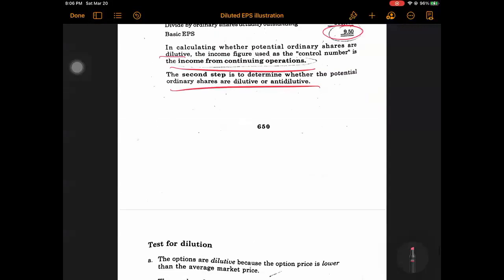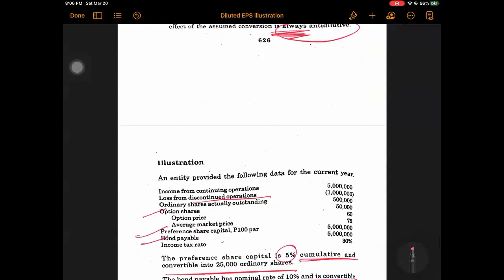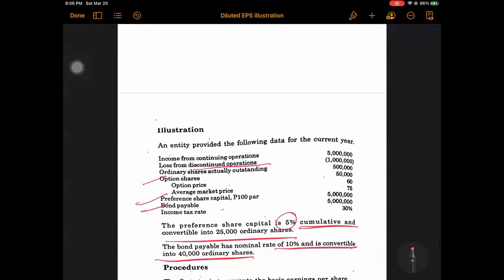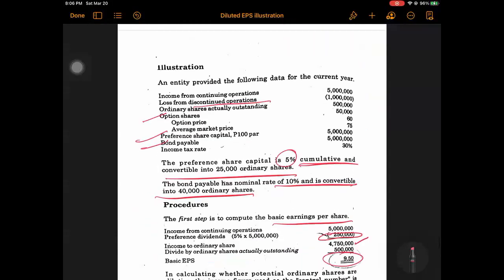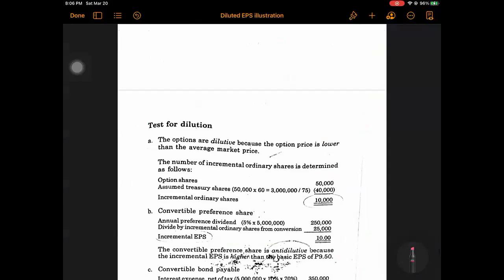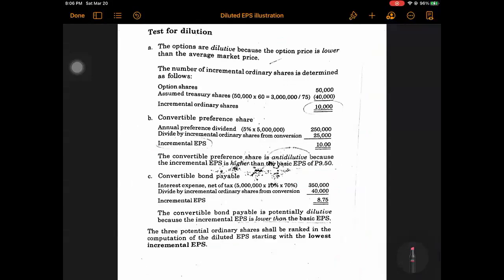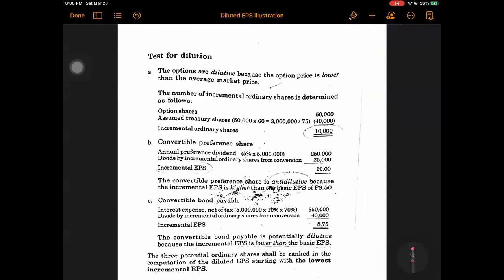So, the options are dilutive. Kung tanaw na to, ano daw, dilutive ang option. Di ba? You have the option price 60, 75 ang market price, average market price. Therefore, lower. So, automatic, dilutive. Okay, dilutive ang atong options. Okay, so you have the options are dilutive because the option price is lower than the average market price.